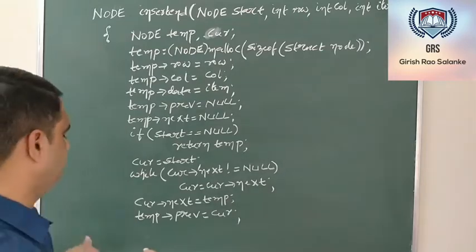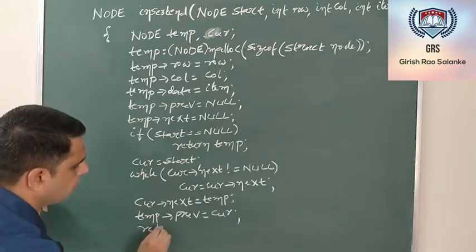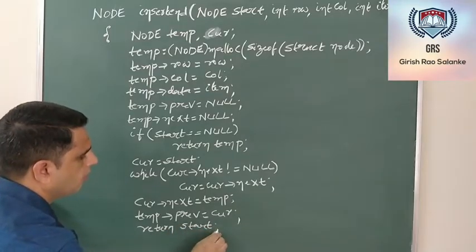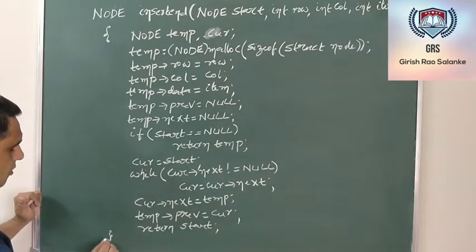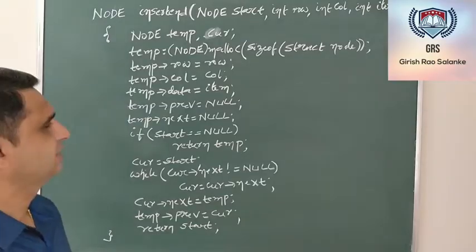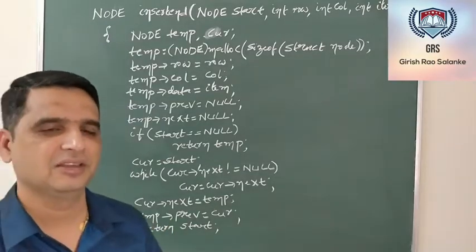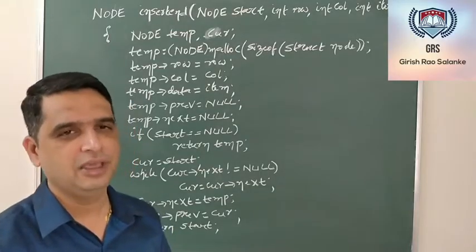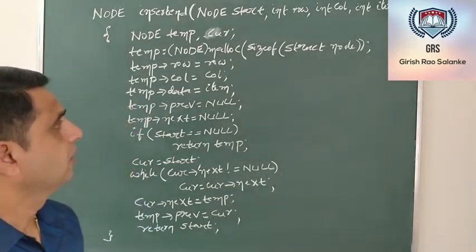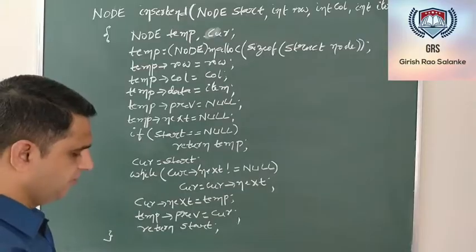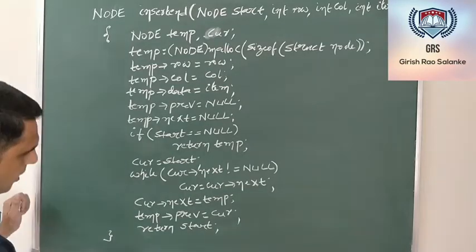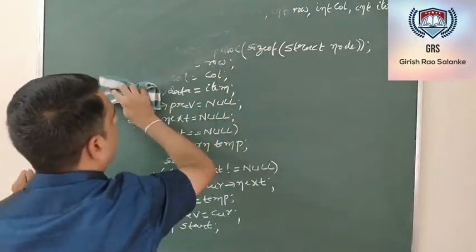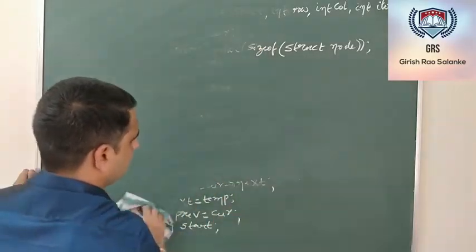Now return the address of the first node. Return start. Close your function. Simple function. I think we have already discussed in the previous video how to perform the insertion at the end of the list. Now we will go for the display. We have discussed the display function also, but while displaying, we are supposed to display the row number, column number and all those things.